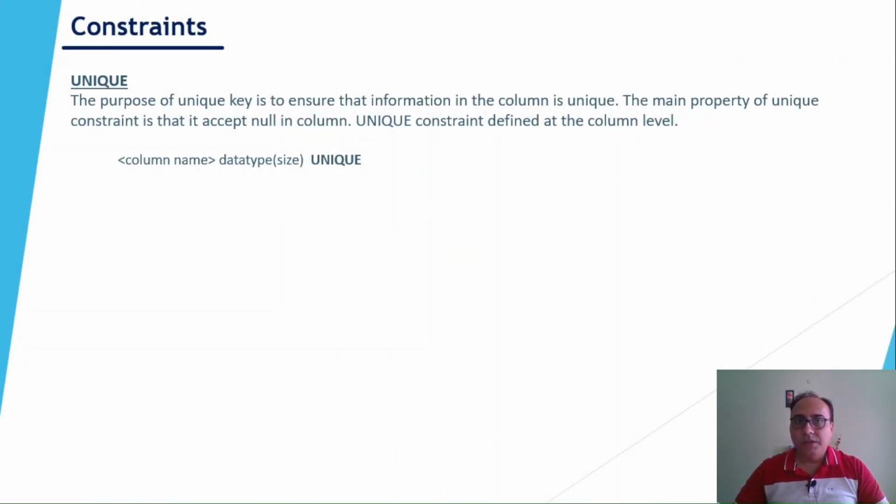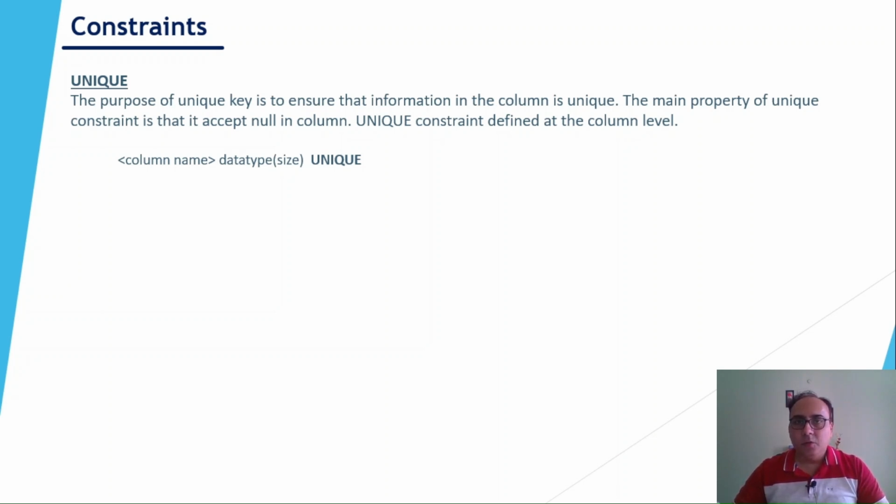Next we have unique constraints. Unique constraints basically ensure that information in the column is unique. It means there cannot be duplicacy in that particular column. But here we have to keep one thing in mind: a unique constraint means that particular column can store a null value as well. So unique constraints accept null values.